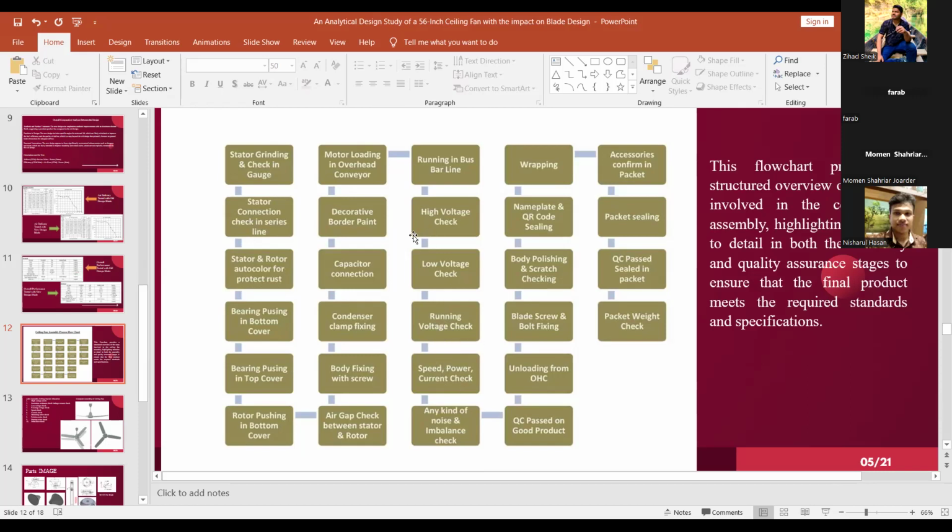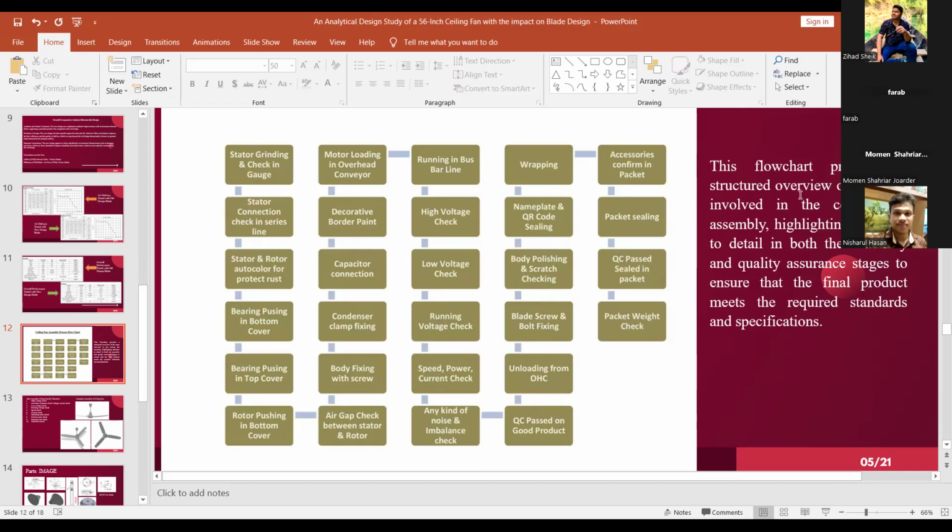So these are the main in-process QC checks that have been done, including noise checks. After the QC is passed, we do the loading process. The blade and screws are fixed, and body polishing is done. Then the nameplate if needed, then wrapping and accessories. After that, we deliver to the store.